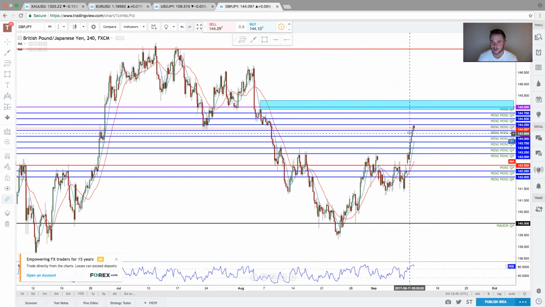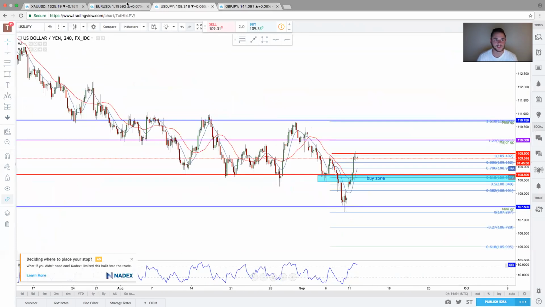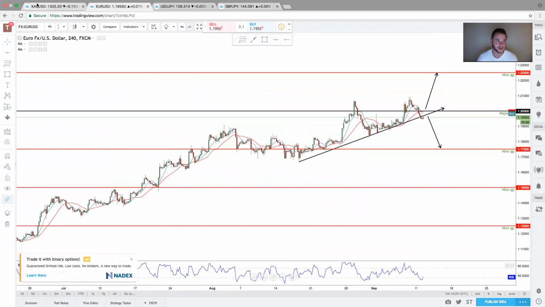I'm not looking for sells right now. I'm looking for buys. So where am I looking for buys? Like I said, I want to see a break above 144.25 and probably set a take profit up around here, or just set my stop loss at break even when it does go into profit. But that's my analysis for GJ, UJ, Euro USD.